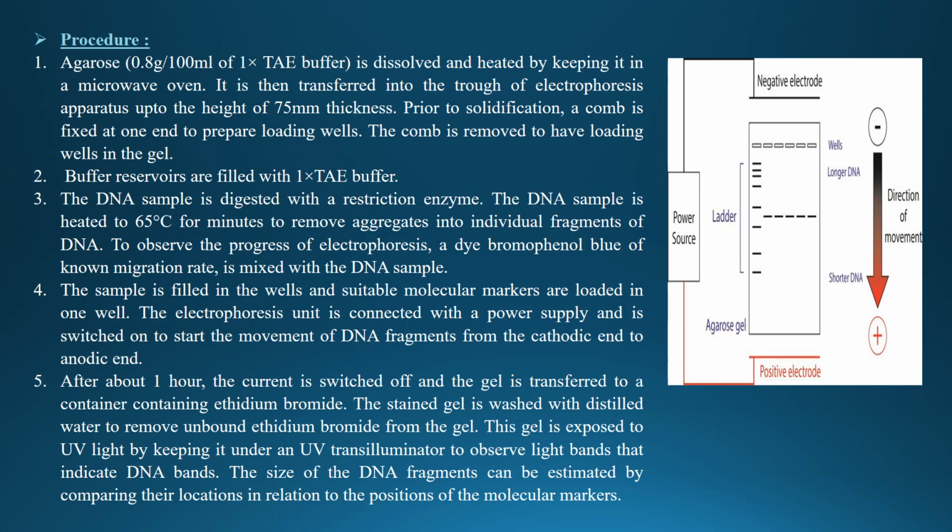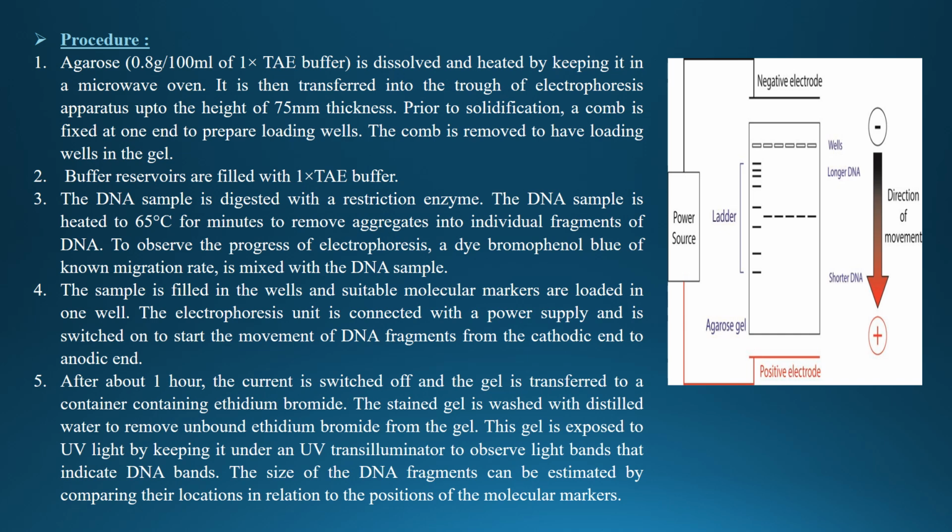Procedure: agarose is dissolved and heated by keeping it in a microwave oven. It is then transferred into the trough of the electrophoresis apparatus up to a height of 75 mm thickness. Prior to solidification, a comb is fixed at one end to prepare loading wells. The comb is removed to have loading wells in the gel. Buffer reservoirs are filled with 1x TAE buffer.